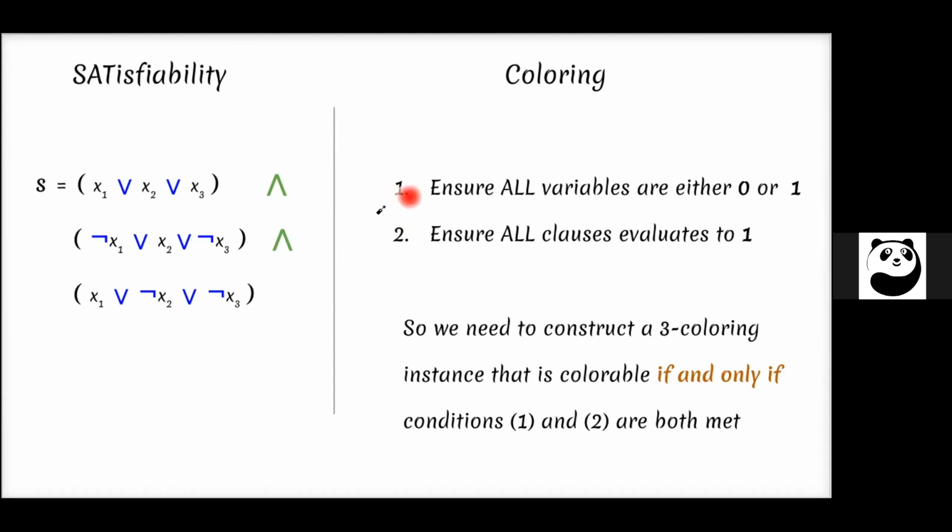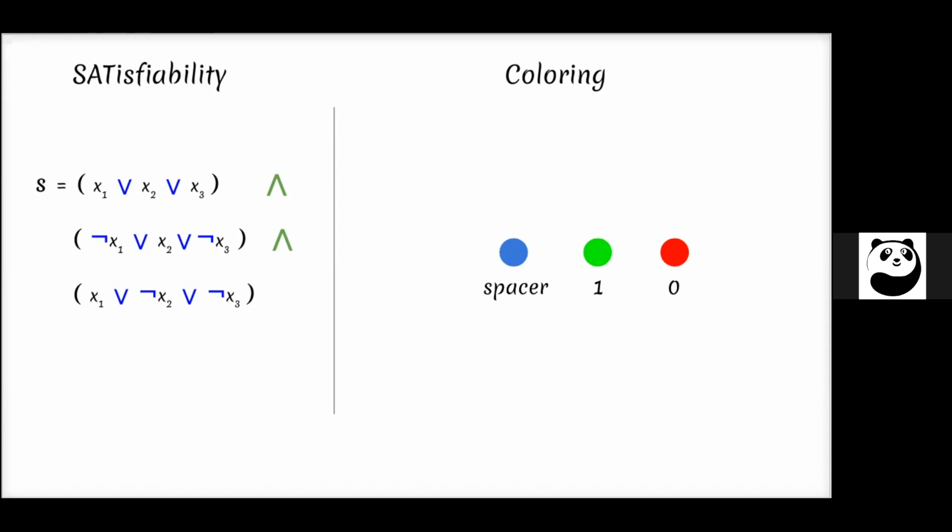So let's start with condition 1 first and see how we can generate a graph and guarantee this property. We will think of green as 1, and we will think of red as 0. And blue, we will think of it as a spacer. It has no special meaning. It's just a spacer color.